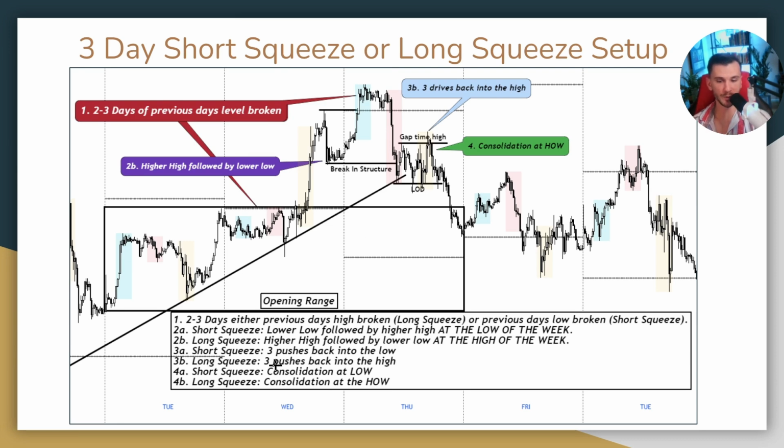For a long squeeze, you would want 3 pushes back into the high, as this one has. And for a short squeeze, of course, 3 pushes back into the low. For a short squeeze consolidation, again at the low of the week, long squeeze consolidation at the high of the week, and you can see all of those things printed out here on the chart, labeled off nice and neat for that really quality, nice long squeeze setup. And of course, if I were to flip this chart over, it would then become a short squeeze.